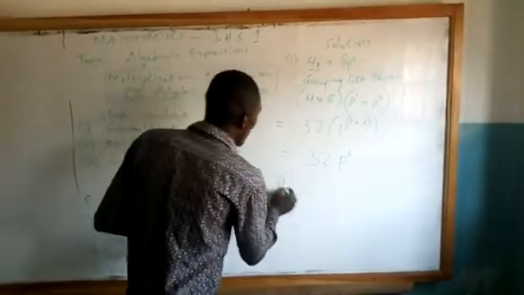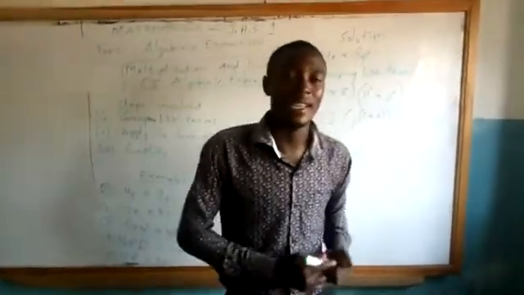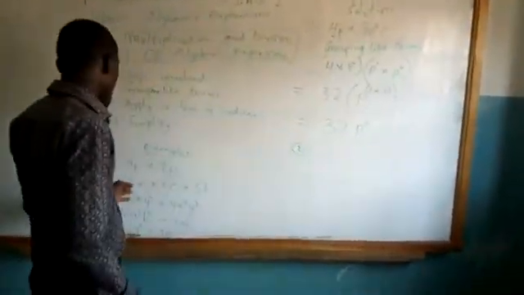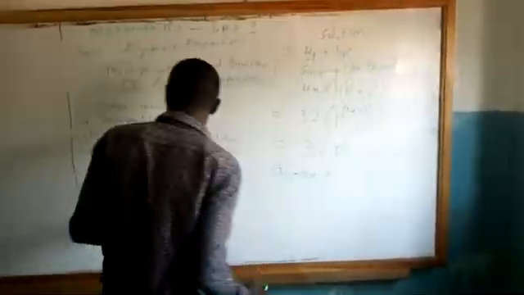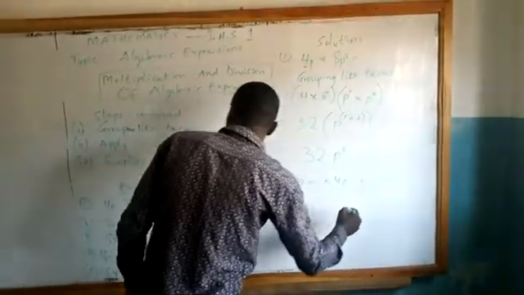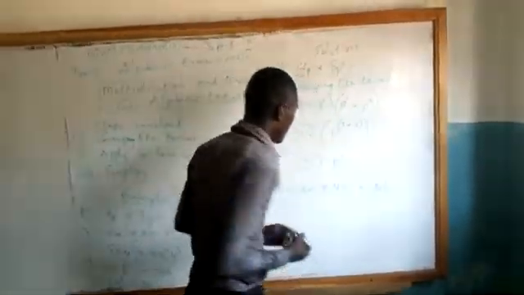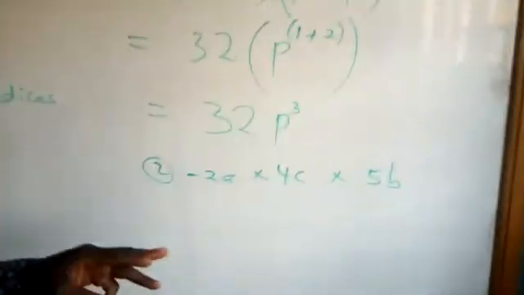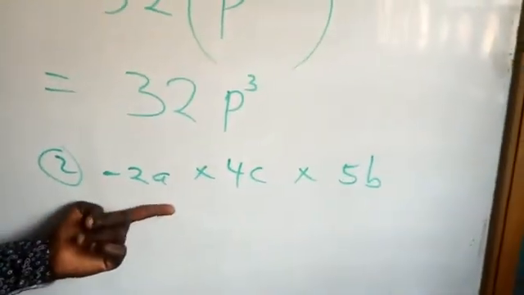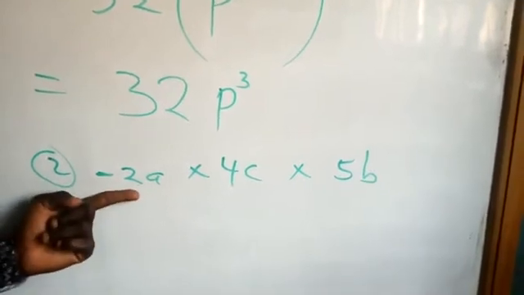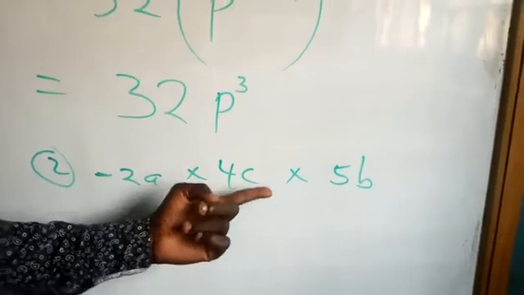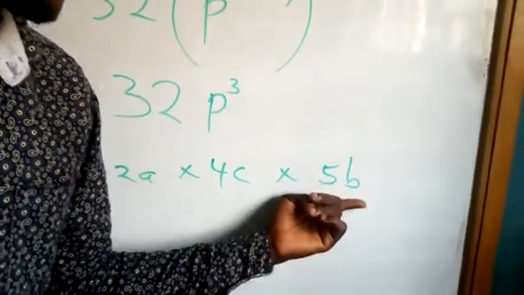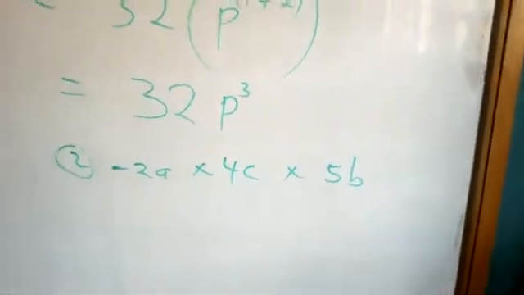I want us to look at the second example, example 2. We have negative 2a times 4c times 5b. Here we have 3 terms. We have negative 2a, that's the coefficient negative 2 and variable a. Here we have a different coefficient, 4, for variable c. We have 5 and the variable b.